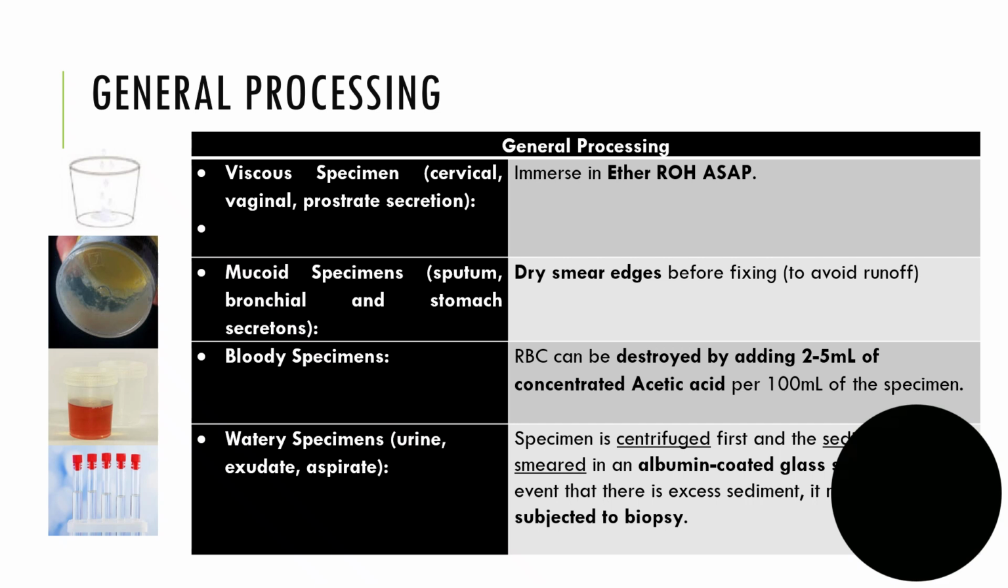So acetic acid is a red cell lysing agent and does not significantly damage the nucleated cells we want to examine. Fourth, we have watery specimens. These include urine, exudates, and aspirates. Because they are dilute, you need to concentrate them first.